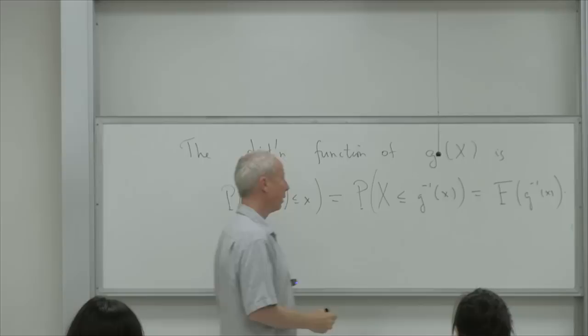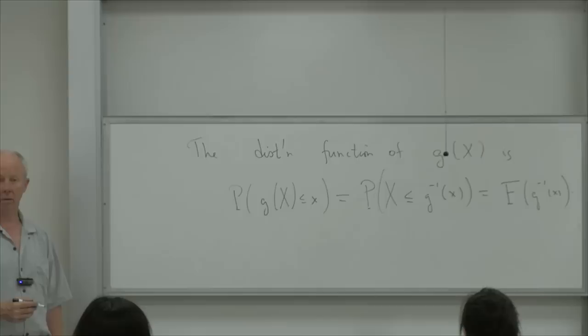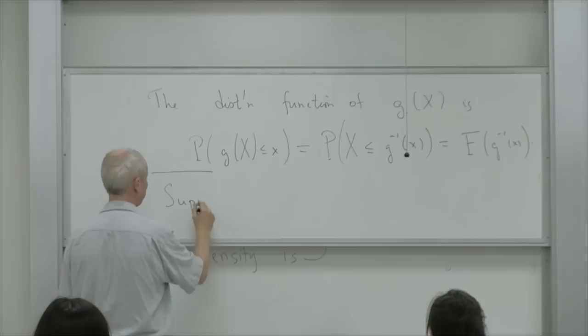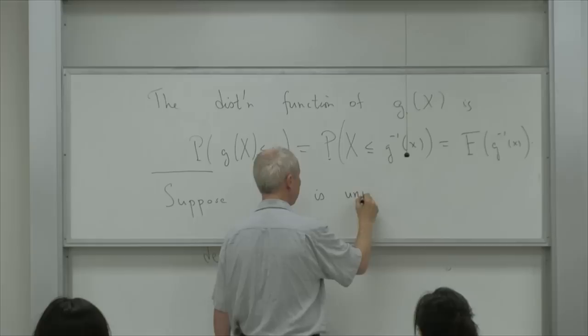Okay, so that would be the distribution function for g of x, f at g inverse of x. Let's do an example. Let's suppose x is uniformly distributed on the interval from 0 to 1.